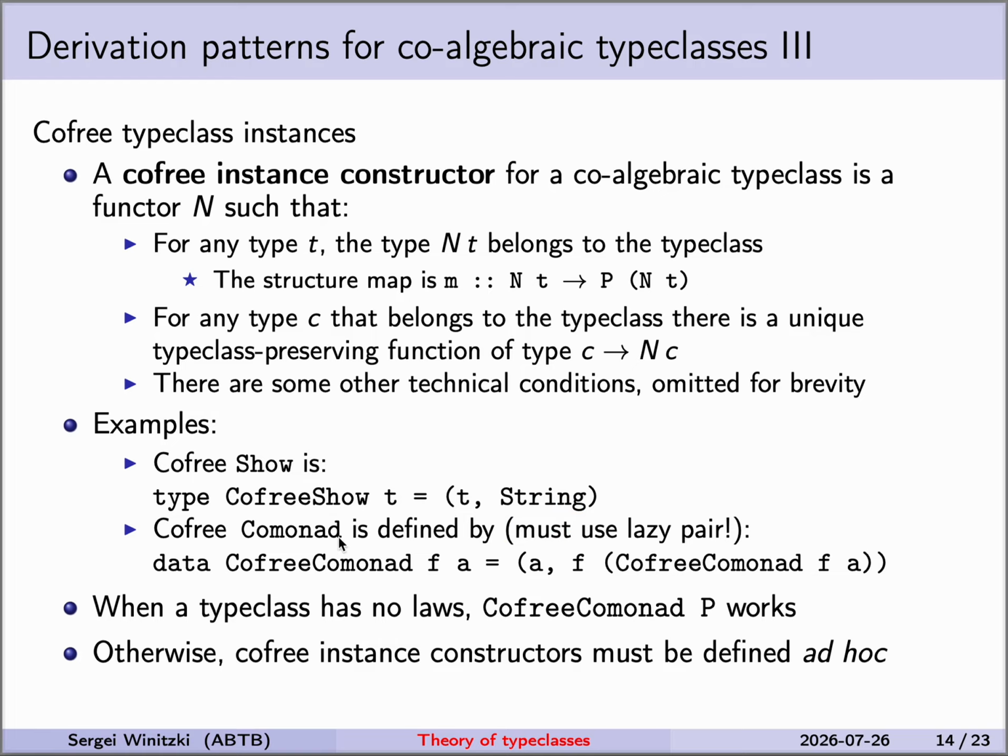So for example, how would you create this unique type class preserving function of this type signature for the cofree show? You take a type C that has a show instance, and then you take a value of type C, let's call it t, a value of type T, and then you compute show on that and put it here as the second part of the tuple.